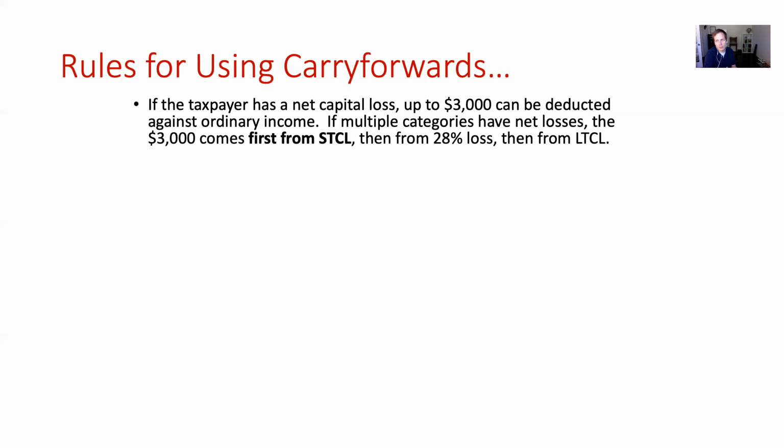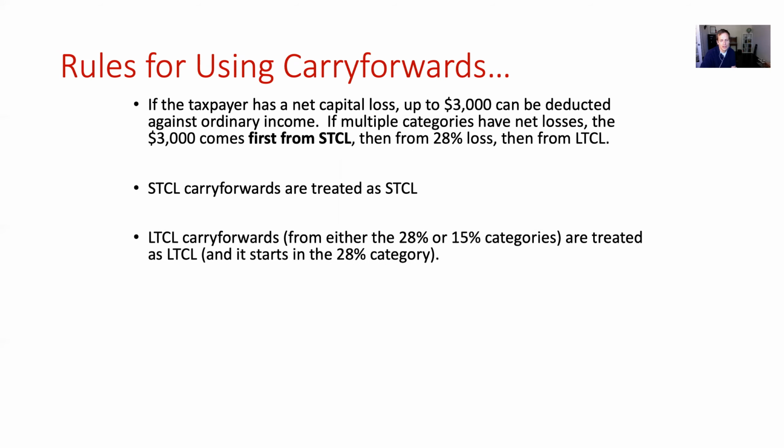If my short-term capital loss was 1,000, I would use it up, and then I would go to a 28% loss, and then I would go to a long-term capital loss. If I end up with a short-term capital loss carry forward, it'll start next year in the short-term category, treated as if I had a short-term capital loss that occurred that year. If I have a long-term capital loss carry forward, and it doesn't matter which category it came from, as long as it's long-term, it's going to start the next year in the highest category, as if I had a 28% collectibles loss that year.